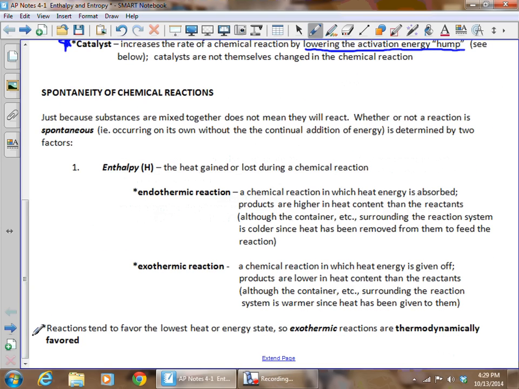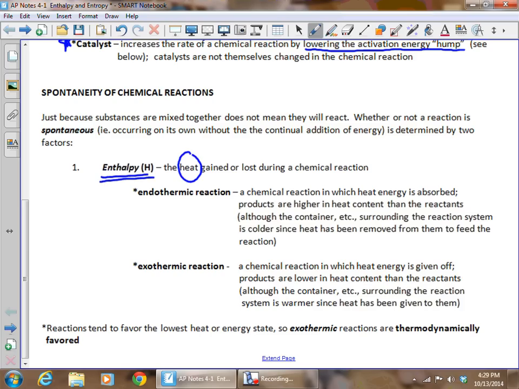Now, just because substances are mixed together does not mean that they will react. Whether or not a reaction is spontaneous, whether or not it is thermodynamically favored, is determined by two factors. One of these factors is enthalpy, and that's the one we're going to talk about in this first video. Enthalpy is the amount of heat, again, a fancy word for heat, gained or lost during a chemical reaction.